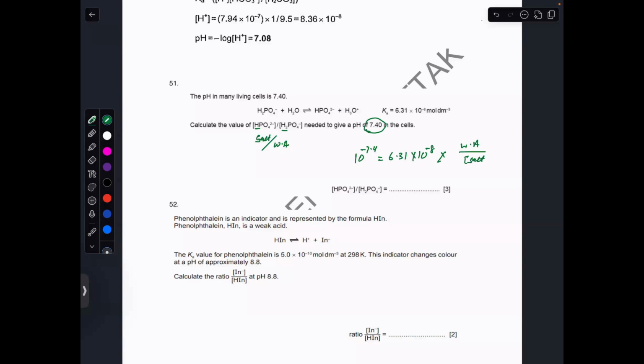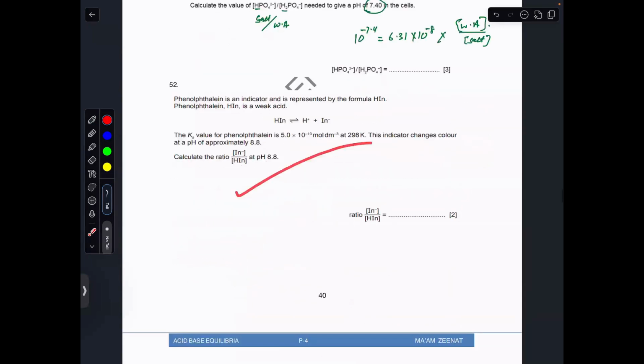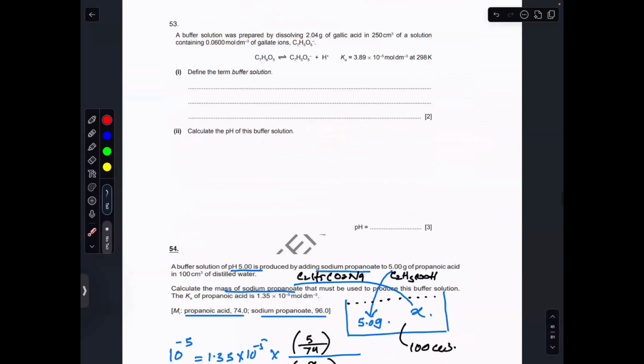So you have to do what? Take the reciprocal. If I divide this by this, it's what? Weak acid over salt. Now, if I want to get salt over weak acid, what am I supposed to do? This divided by this, and this is my answer. Finish. So it's exactly the same way.